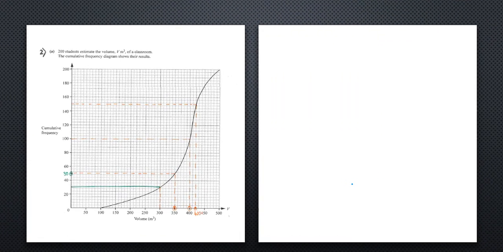Moving on to the next question now. 200 students estimate the volume V meter cube of a classroom. The cumulative frequency diagram shows their results. So in this question, the cumulative frequency diagram is already drawn. I want you to notice that it's not necessary that the cumulative frequency curve will always start from 0. Like in this case, it starts from 100.